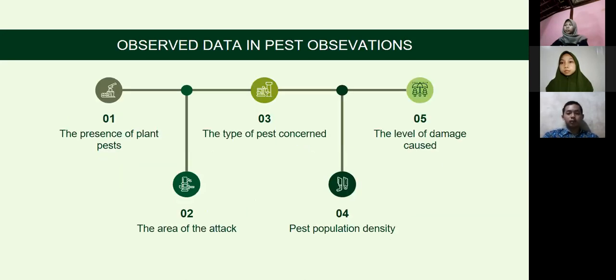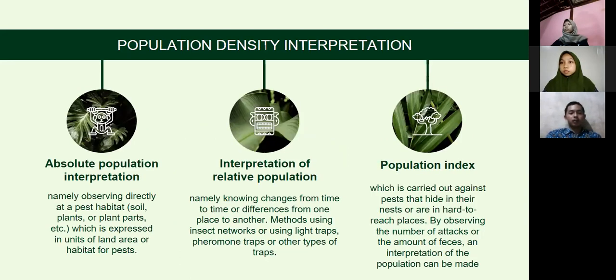Next page. Observed data in pest observation. One, the presence of plant pests. Two, the area of the attack. Three, the type of pest concerned. Four, pest population density. And five, the level of damage caused. Next slide.